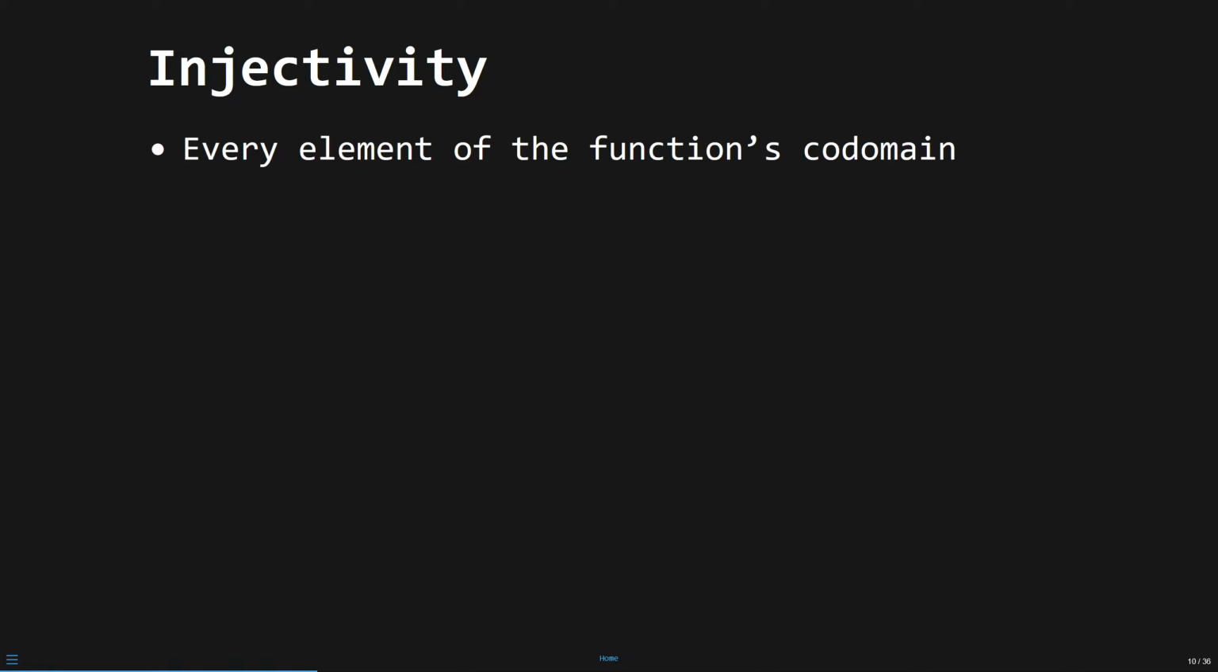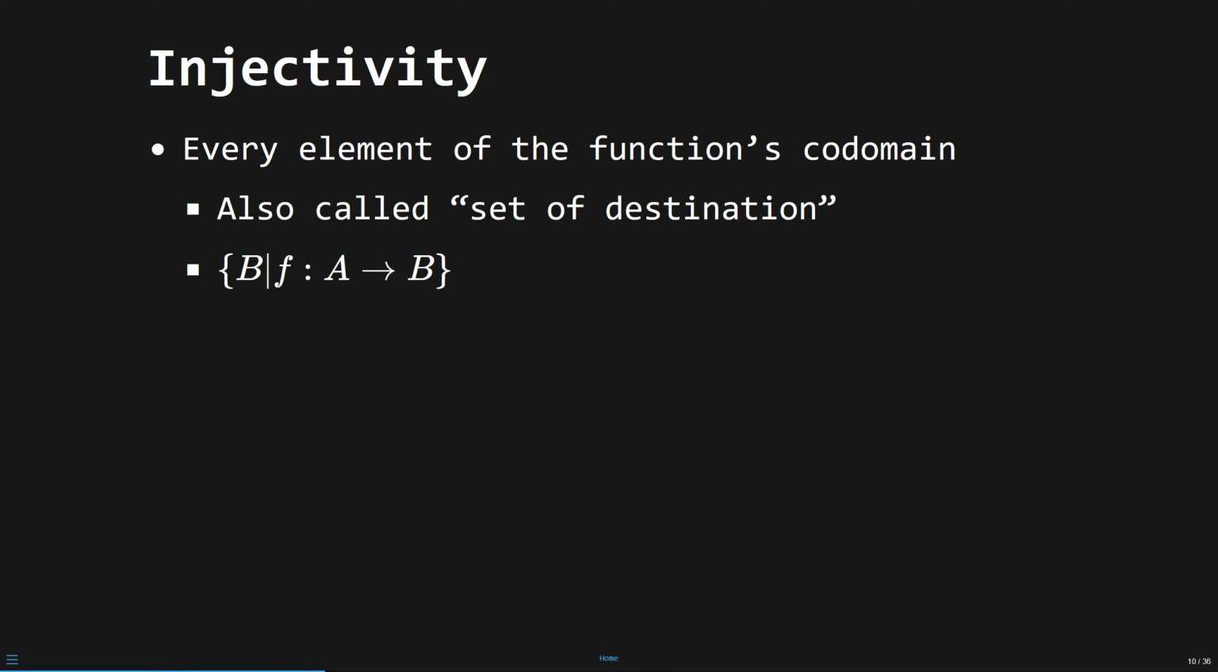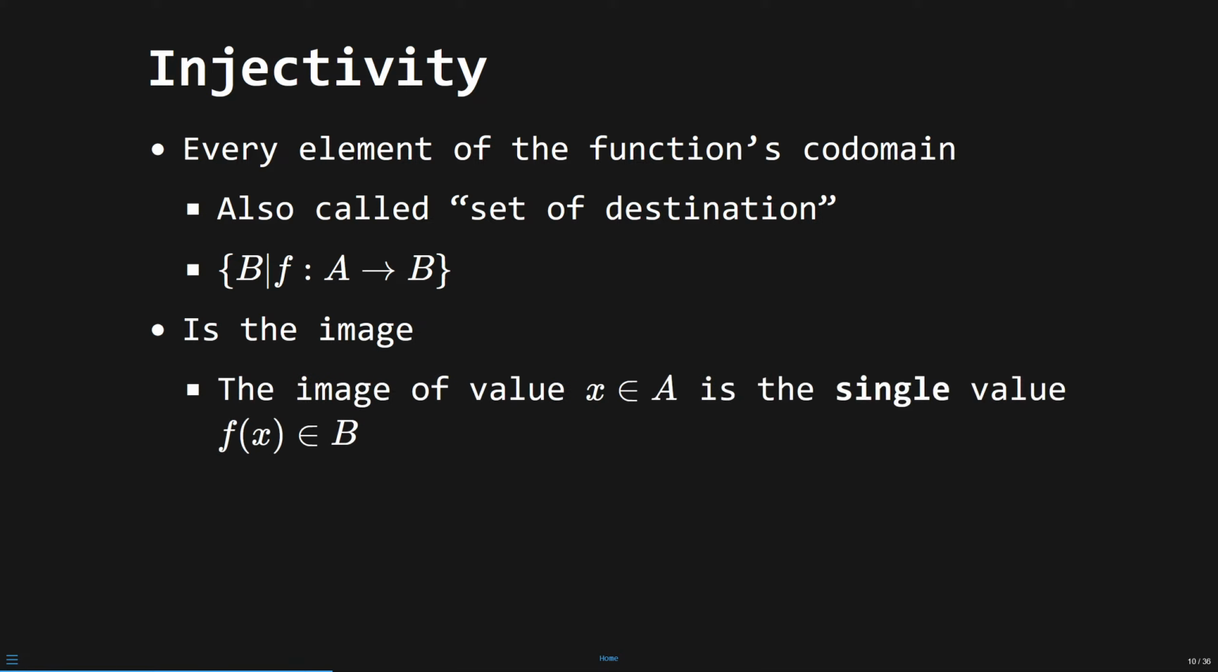Injectivity is also specified in this manner. Every element of the function's codomain, which is the set of destination, this is B, this is W, X, Y, Z, so the set which is receiving the function, is the image. What does image mean? Well, the image of a value in the set of inputs is the single value, the individual value, right?